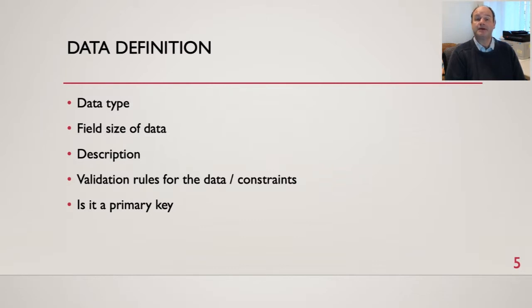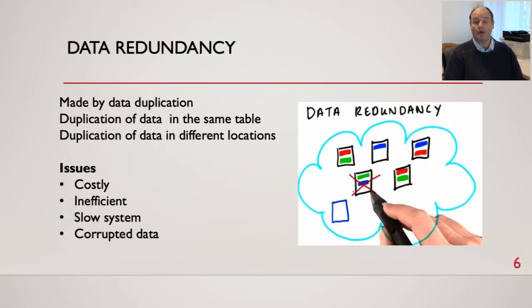Data definition determines how the data will be shown. So a data's data type, its size and formatting, the description of the field, the validation rules and constraints placed upon the data, and whether a primary key has been allocated to the data will define that data. In short, what defines the database will be those tables, data types, size and formatting, description, validation rules, constraints, and primary and foreign keys.